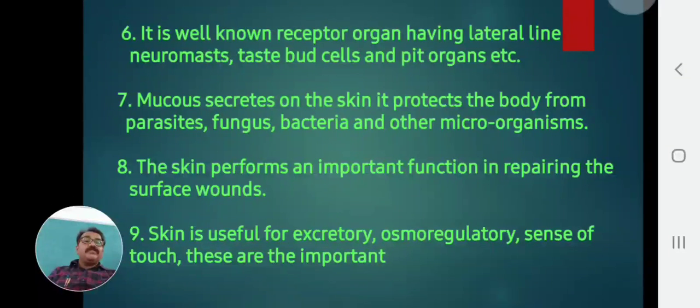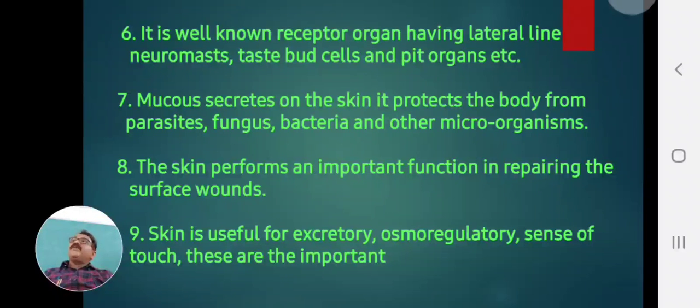The skin performs an important function in repairing surface wounds. The skin plays the most important role in repairing wounds. Damage and injuries that occur on the body of the fish may be caused by enemies, obstacles, parasites, fungus, or by netting or attacks. Within one to three days those wounds are repaired. That is why the skin acts as a wound repairing organ.